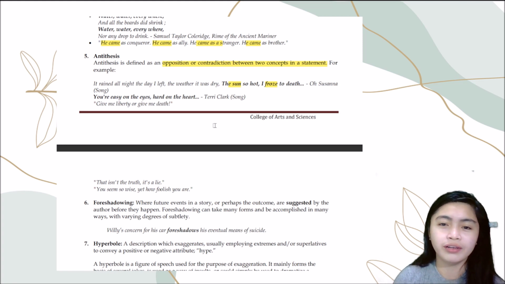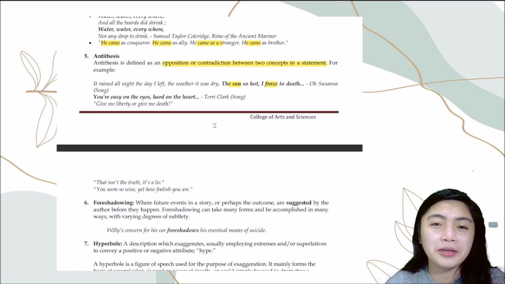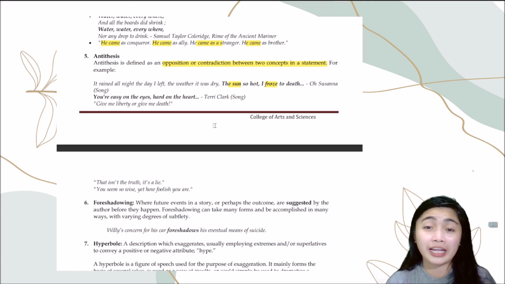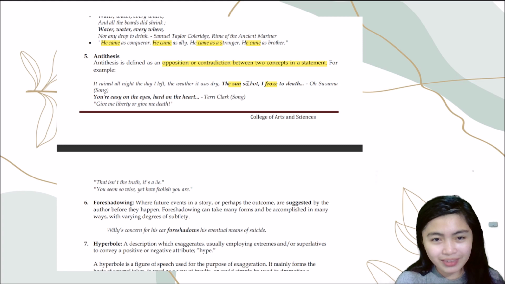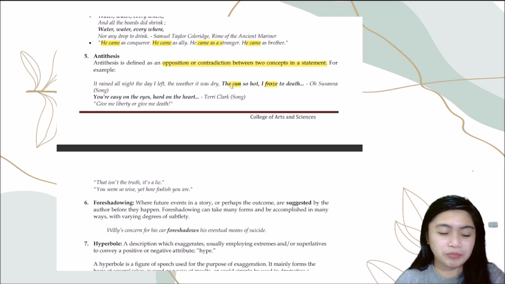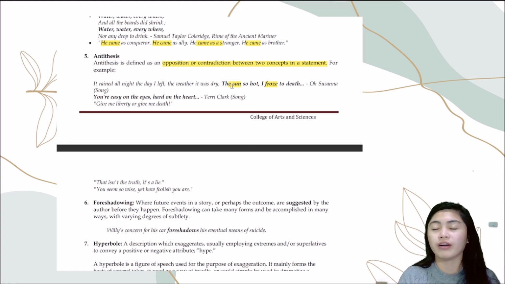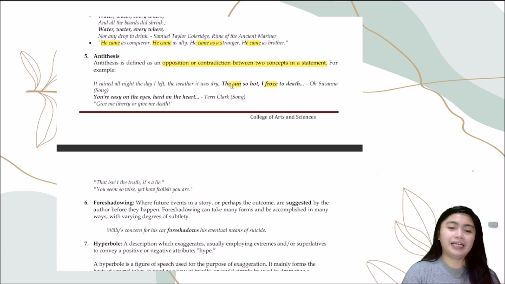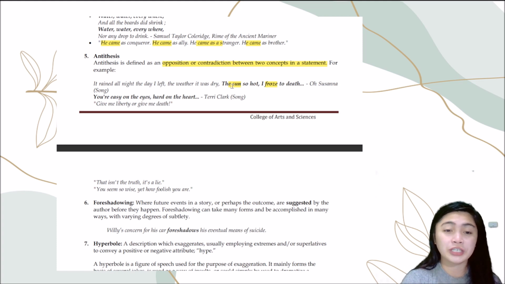So, ang lalim nun. So, example ko lang yun dito. Hindi naman siya sobrang antithesis, but, yun nga again, parang ganito rin yun. Opposing contradiction of two concepts. Yan. Speech is silver, but silence is gold. Ayan. Okay, so let's move on to foreshadowing.